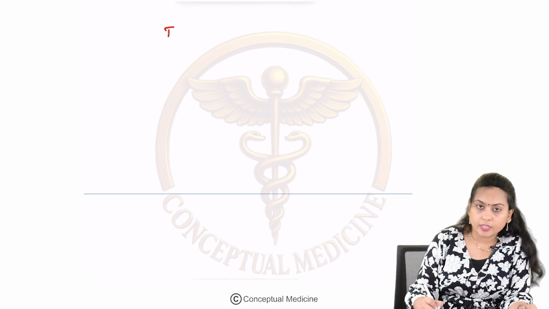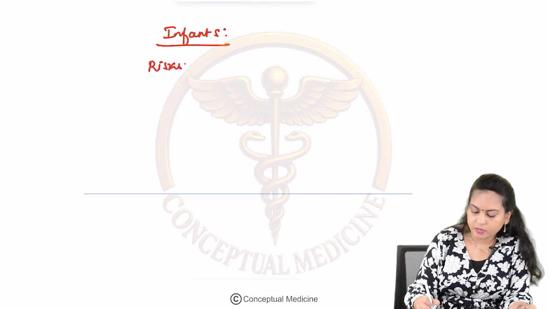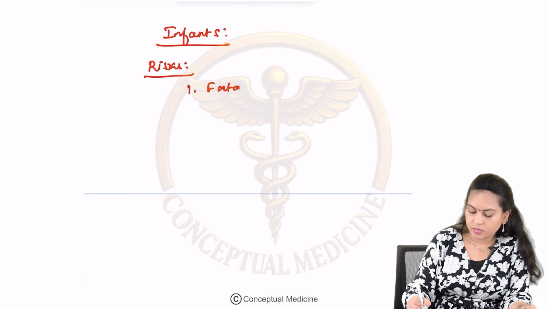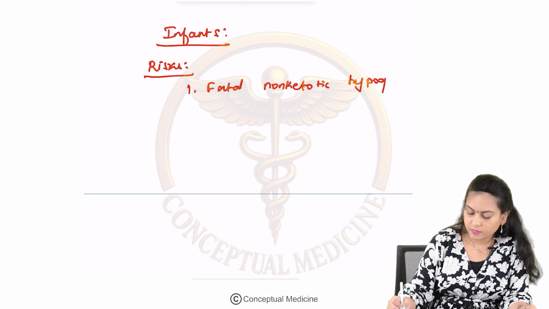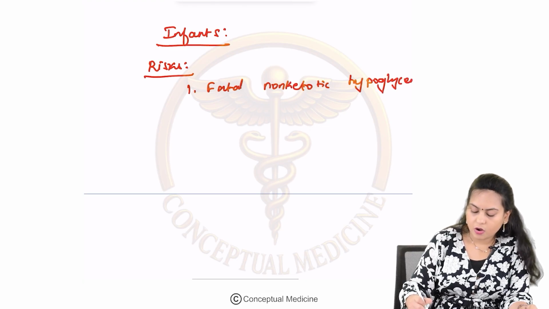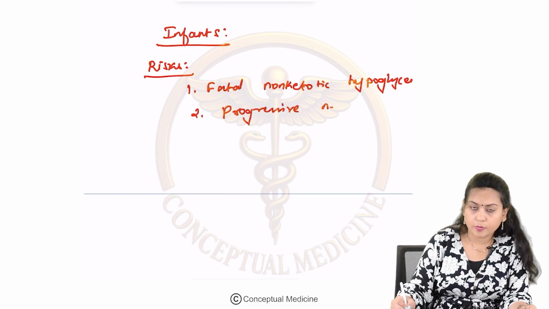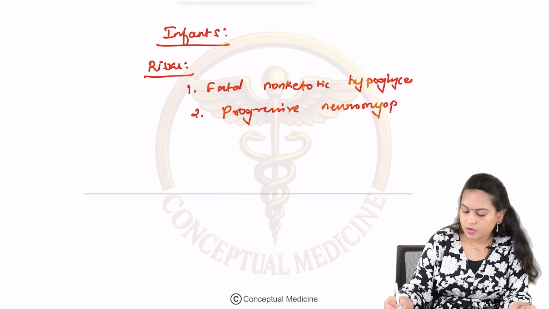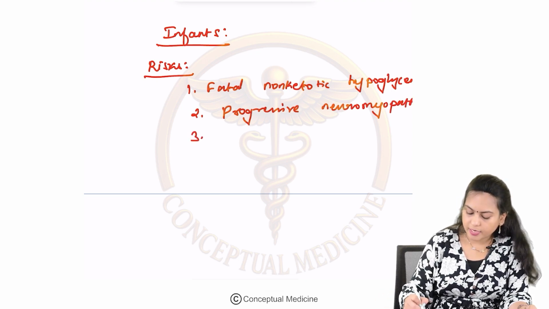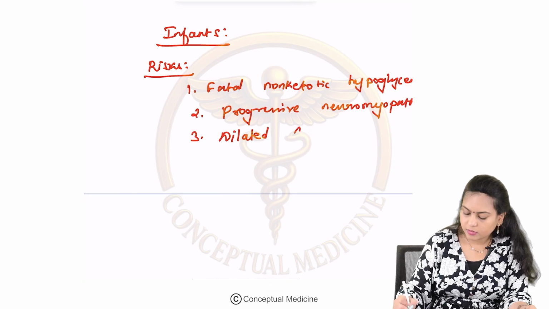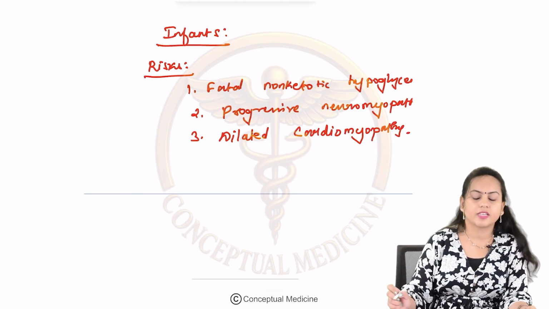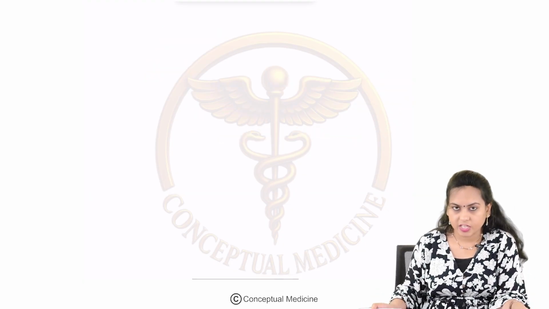And for the infants, there are risks of fetal non-ketotic hypoglycemia, or there can be progressive neuromyopathy, and sometimes dilated cardiomyopathy can also be there. Clear? Yes. Now we will see viral hepatitis in pregnancy.